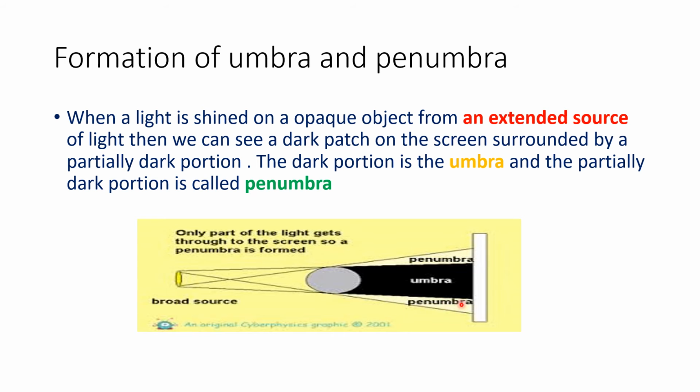It is surrounded on all sides by a lighter part. So when you see the shadow of any object falling from a tube light, if you place your hand in front of the tube light, you will see in the shadow a dark portion and also it will be surrounded by a lighter portion. The lighter portion is called penumbra, where a little bit of light falls on this area. So the central portion is called the umbra and the surrounding portion is called the penumbra.